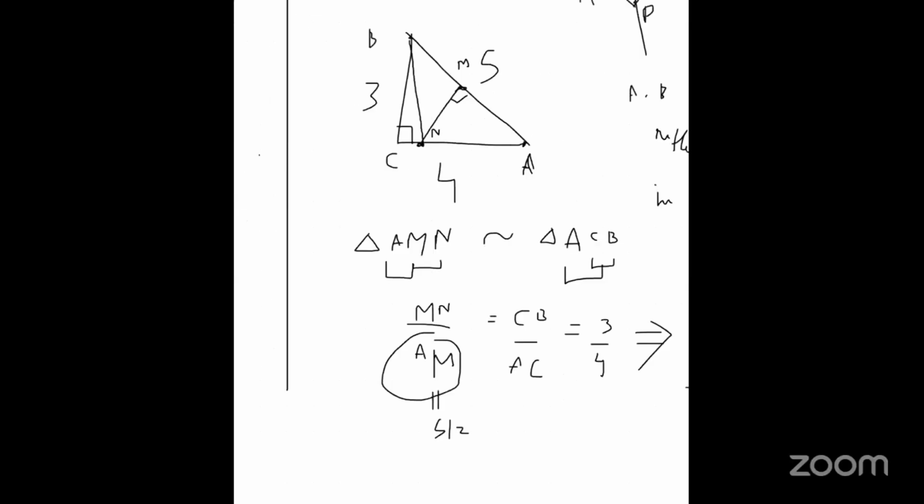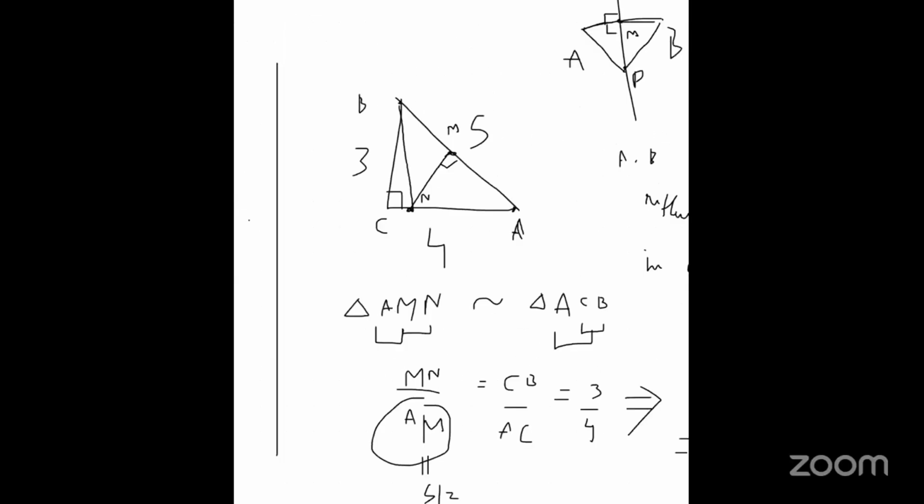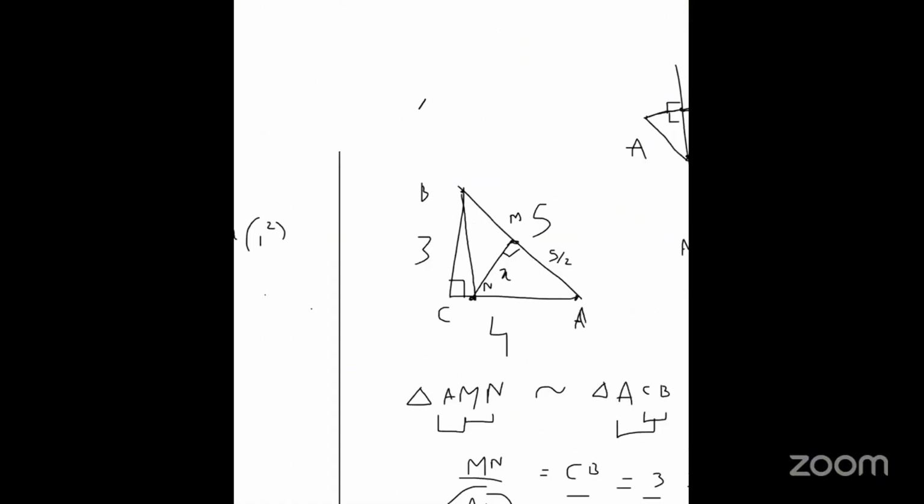Another way of doing it is using some kind of Pythagoras theorem type of idea. So let's say MN is equal to X, and you don't want to do this similar triangle, but you still have this as 5/2 over here, which is AM. So you can compute the length AN. AN square is given by 5/2 square minus X square. So it's 25 by 4 minus X square, right?